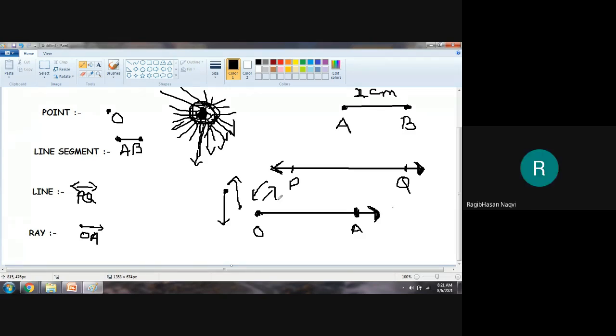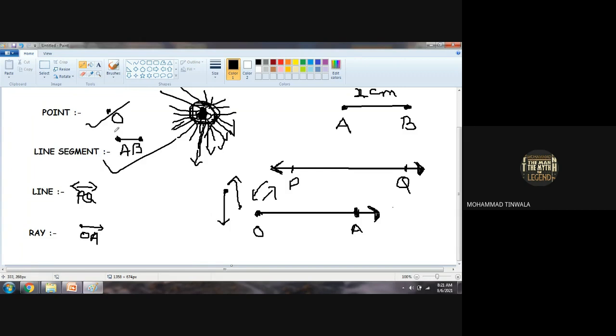Yes, sir. Have you cleared with the name point? Yes, sir. Have you cleared with line segment and its symbol? Yes, sir. If the answer has to be shown, therefore line segment AB is done.